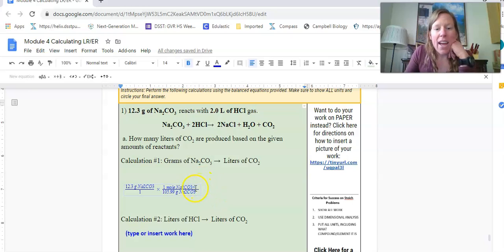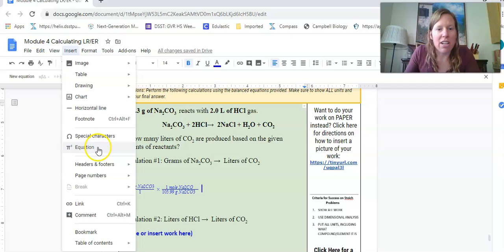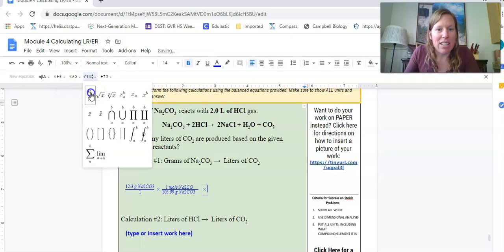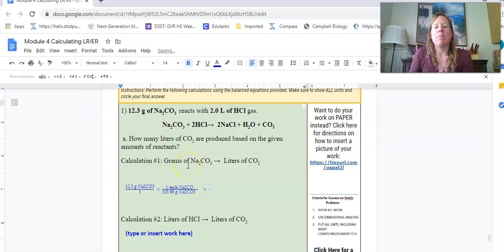So that's one way that you can show your work for chemistry. That would be an acceptable way, just so that you know. So if I had to insert another equation here, I could easily do that and then have my multiplication symbol and then just continue on with that. So that's one way that you can show your work in chemistry.